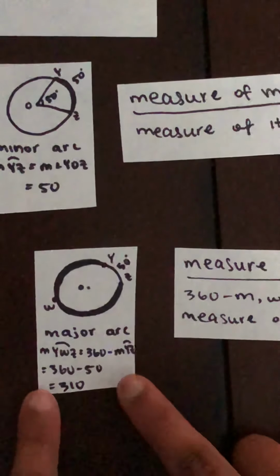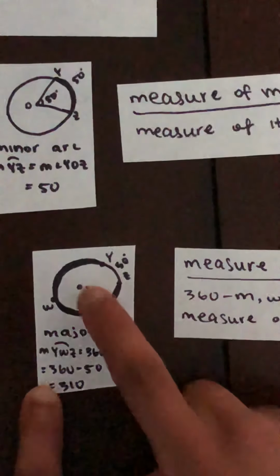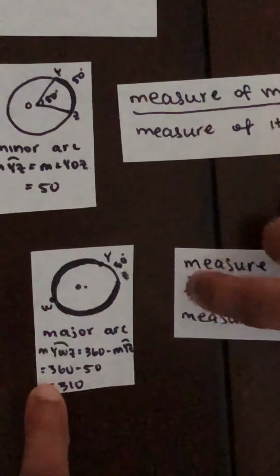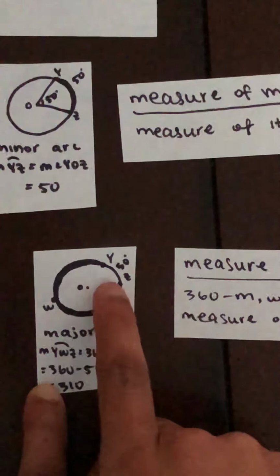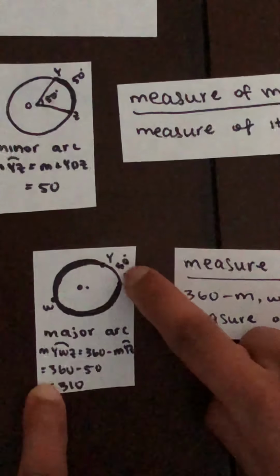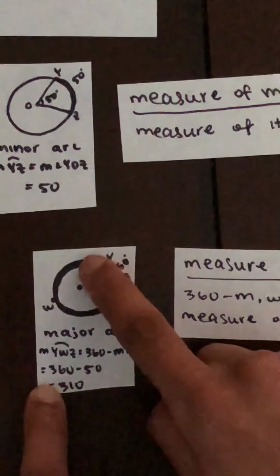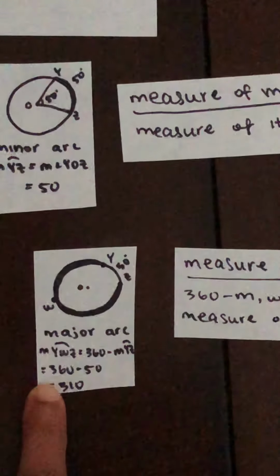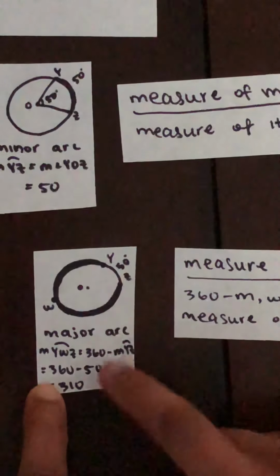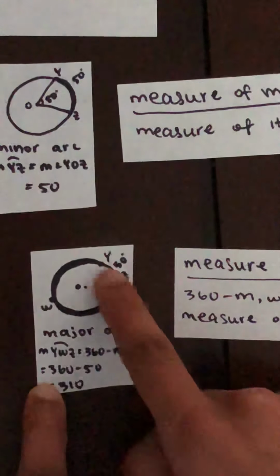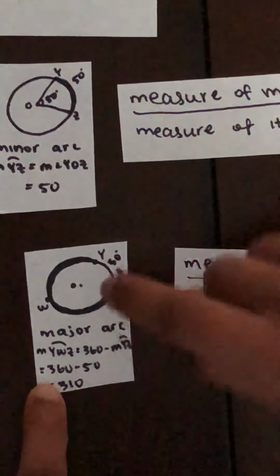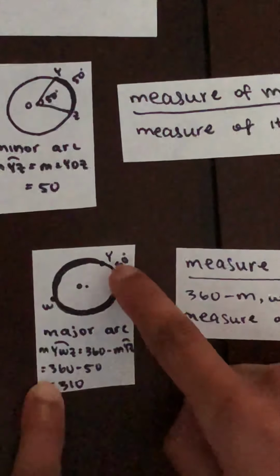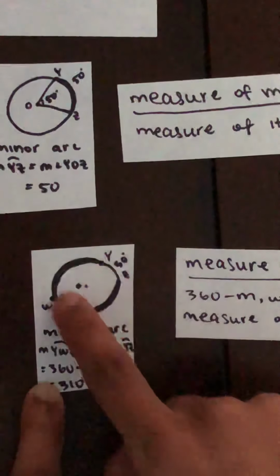Here we have an example for that, and let's just zoom in really quickly. If we have circle O once again, and the endpoints are Y, W, and Z, and we're given that arc YZ, the minor arc up here, is equal to 50 degrees, then we can determine the major arc up here, which is arc YWZ. To do that, we take 360 degrees, which is the degree of the whole circle, and subtract 50, which is the minor arc. And then we get 310 degrees, which is the measure of the major arc YWZ.